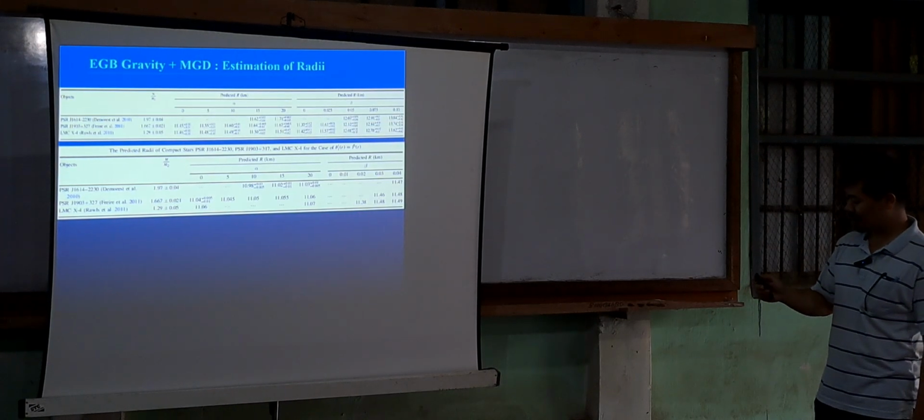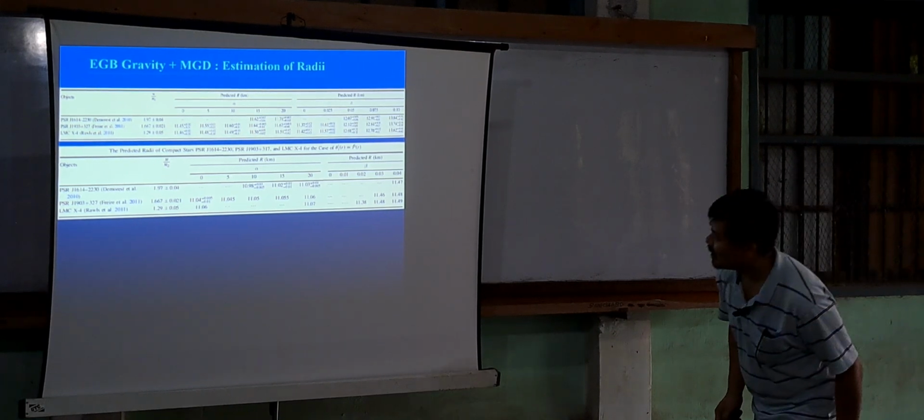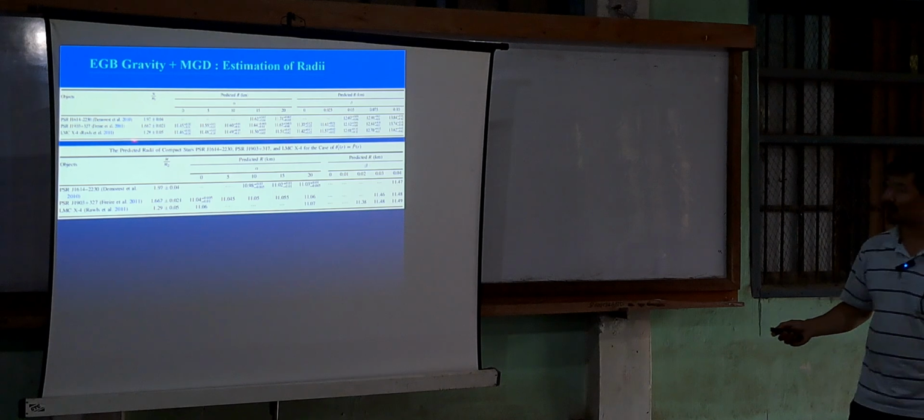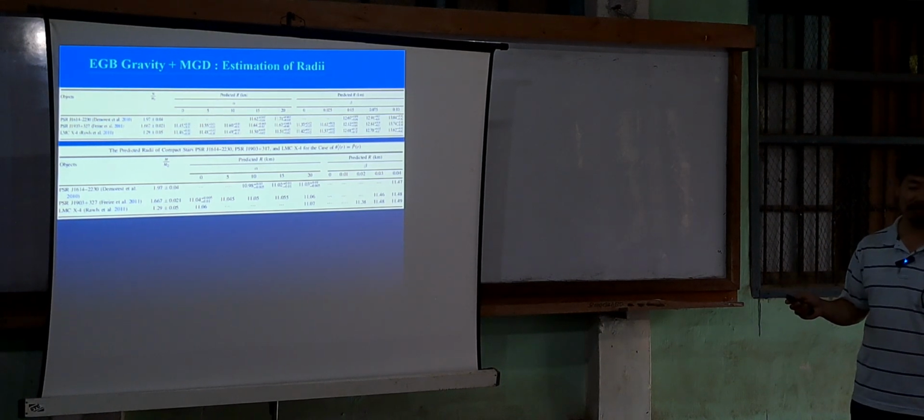So this is how we put some of the objects and estimate their radius. Not very clear here, but this is the estimation of the radius of the compact stars as per the Einstein Gauss-Bonnet gravity.